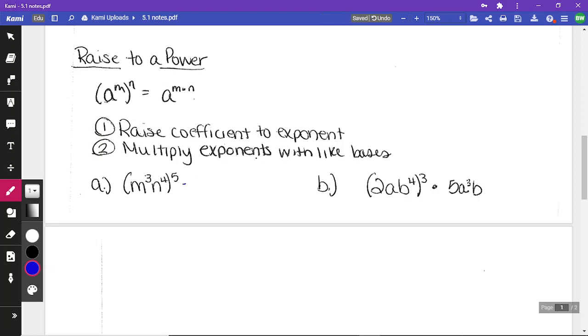So in this first one, there is no coefficient there, but we multiply the exponents. So we have this product of m cubed times n to the fourth raised to the power of 5. So we take the 3 times the 5, and you could think of it like this, okay? 3 times 5 is 15. Oops, let me erase my arrow there.